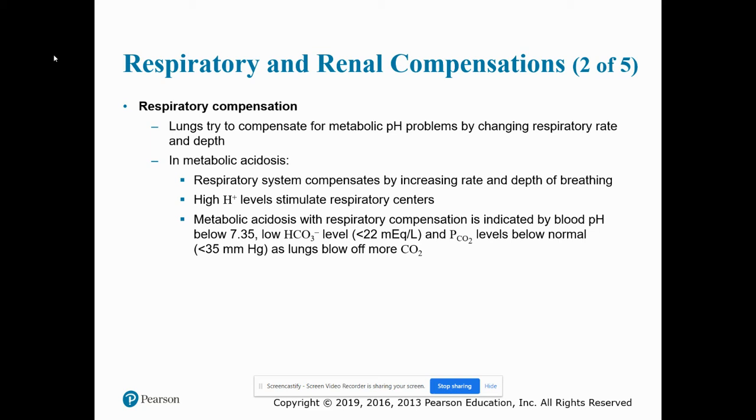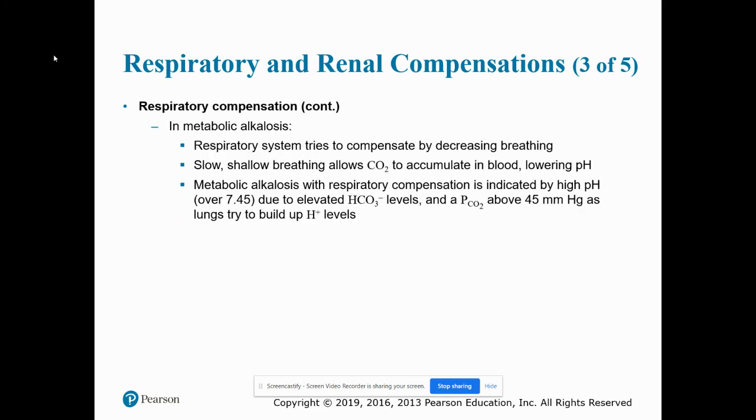In metabolic acidosis, the respiratory system compensates by increasing the rate and depth of breathing. High hydrogen ion levels stimulate the respiratory centers. Metabolic acidosis with respiratory compensation is indicated by blood pH below 7.35, low bicarbonate level, and PCO2 levels below normal as the lungs blow off more CO2.